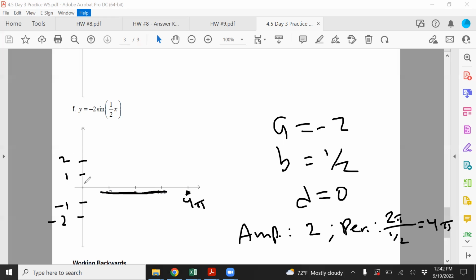Okay, so you have a point at the origin. If we plug in 0, you do get 0. And it's going to end the same place. Okay, it's flipped. So you have to start at the midline. Exactly. And then you have 3 key points in the middle, down to 2. And there you go. There's the graph.